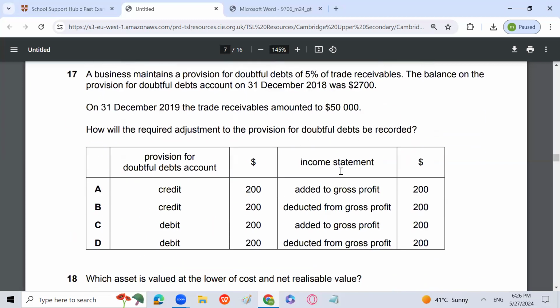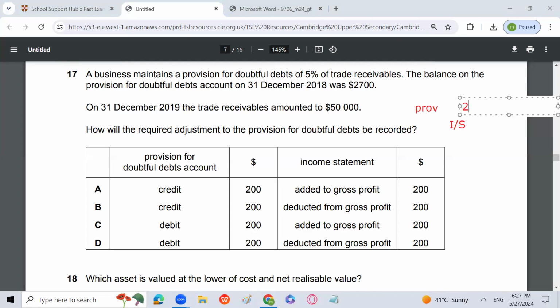A business maintains a provision for doubtful debts of 5% of trade receivables. The balance on the provision for doubtful debts account on 31st December was 2,700. On 31st December, the trade receivables amounted to 50,000. Calculate 50,000 times 5%, which is 2,500. So our provision for doubtful debts at the start is 2,700, but the provision at the end is 2,500. So we need to decrease the provision by 200. The entry will be provision for doubtful debts debit and income statement credit.